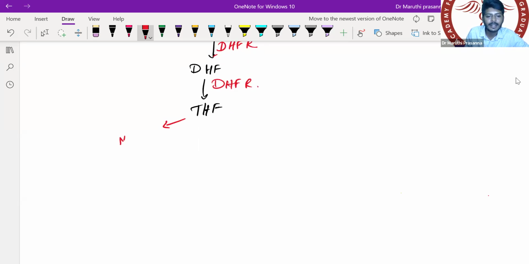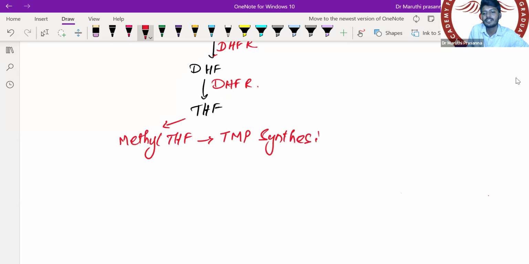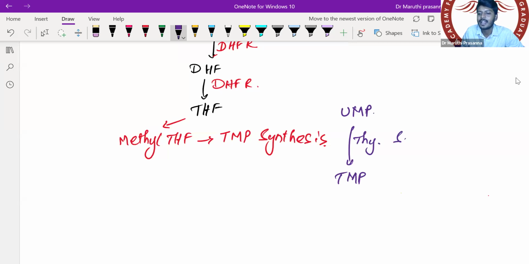This tetrahydrofolate will form methyl tetrahydrofolate, which is responsible for TMP synthesis. What is TMP? Thymidylate monophosphate. How does TMP synthesis occur? Uridyl monophosphate gets converted into thymidylate monophosphate with the help of an enzyme called thymidylate synthase.